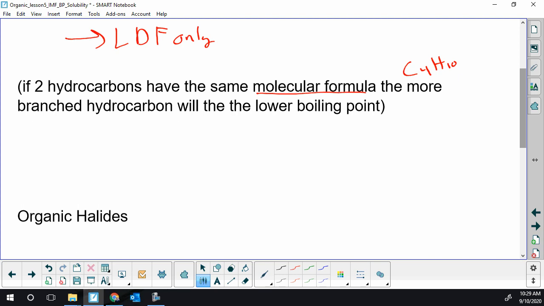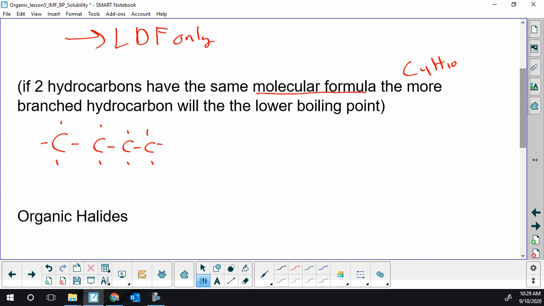So that'd be comparing, I'm going to leave the H's out. There's one C4H10 isomer, butane. And it does zig and zag, but it's relatively straight. So two of them can get really close together, and it causes a greater force.